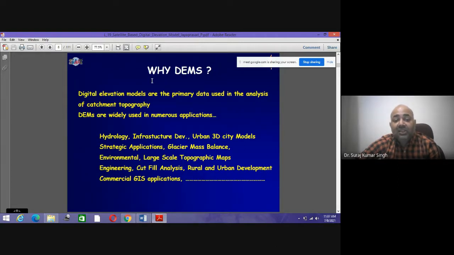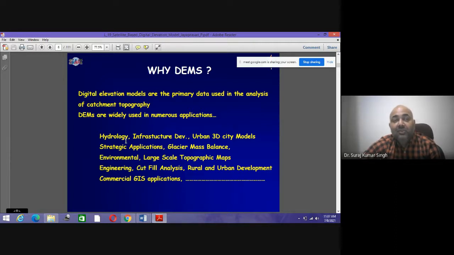So why is a digital elevation model required? Why do we always use these DEMs for our studies? Because digital elevation models are the primary data used in the analysis of catchment topography, and DEMs are widely used. I have already stated, like in hydrology, you want to see the different drainage patterns. Their ordering has to be done. So if you are doing it manually, it takes a lot of time. A lot of accuracy is required when you are creating a drainage in any area.